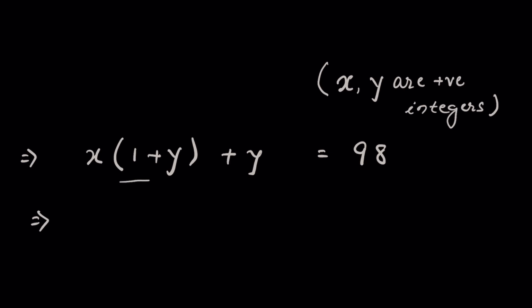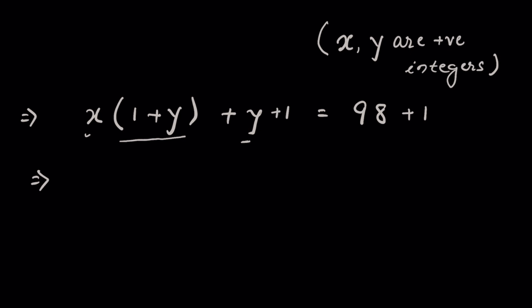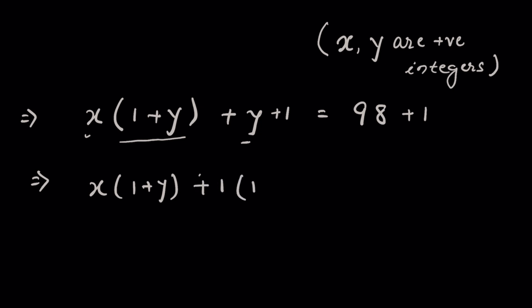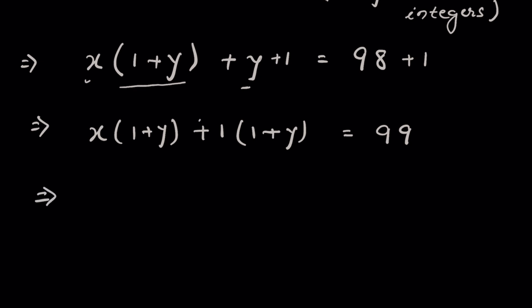Now for this 1 plus y to be a factor, we have to take this y in a factor also, but here we need plus 1 so that 1 plus y can be taken as common. So can we write plus 1 here and do the same thing on the right hand side also? So plus 1. Now this is x(1 plus y) plus 1 times (1 plus y) is equal to 99, or now we can take 1 plus y as common, and (1 plus x) or (x plus 1) as common is equal to 99.